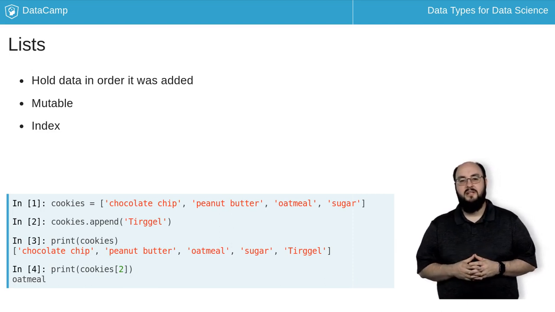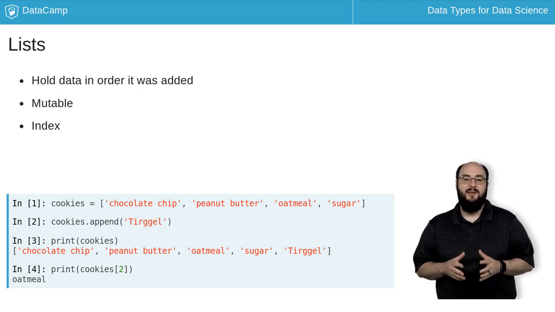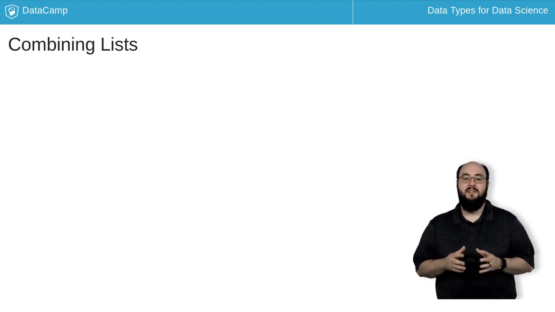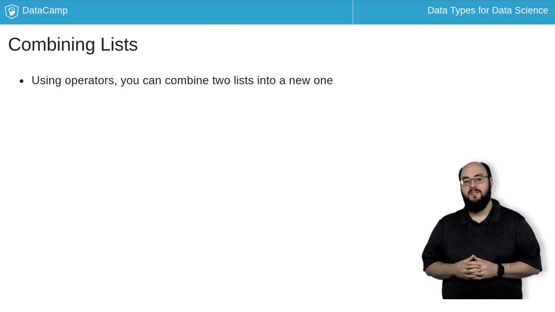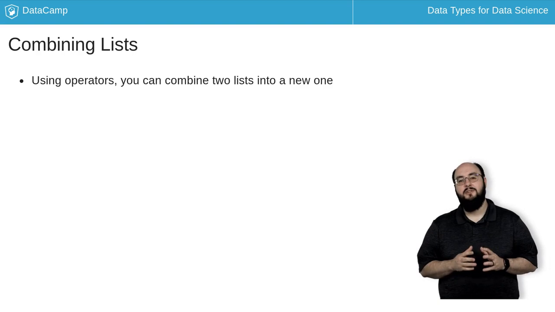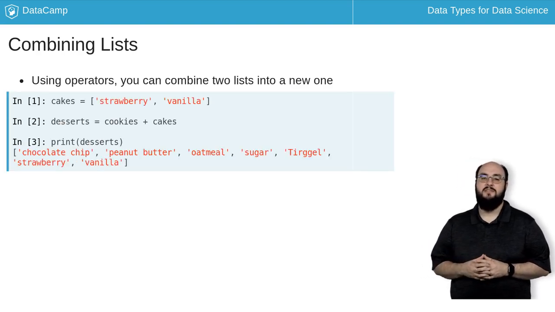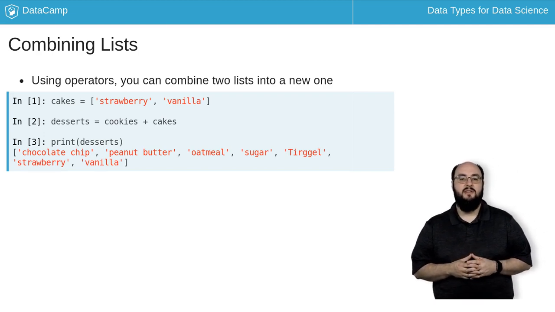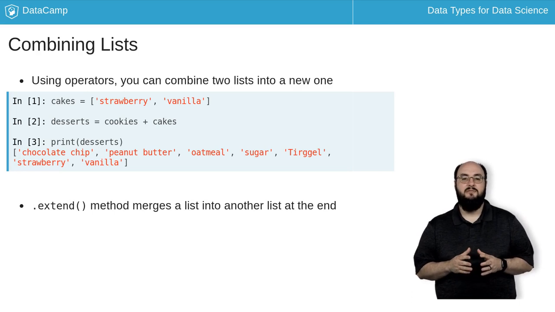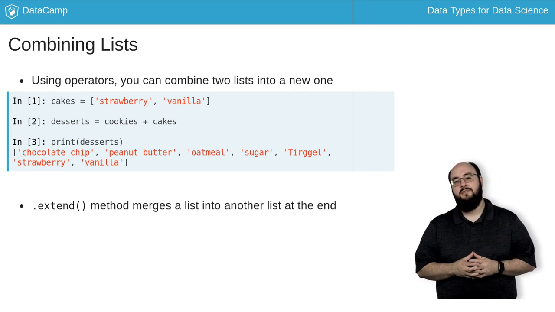In addition to appending each cookie one at a time, we might also want to combine multiple lists. Python empowers us to combine lists in a few different ways. First, we can use operators like the plus sign to add two lists together. When we do this, we get a new list object returned to us. For example, we can add a list of cookies and cakes to create a list of desserts. Additionally, we can use the extend method on the list to combine two lists, effectively appending all the values from the second list to the first one. You'll have a chance to use this in the exercises.